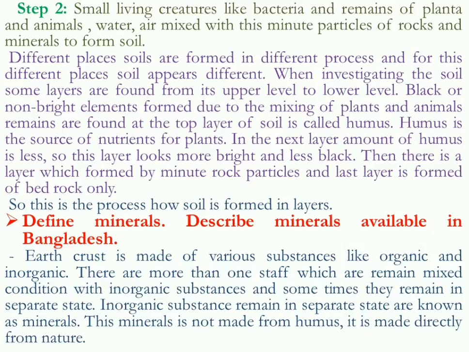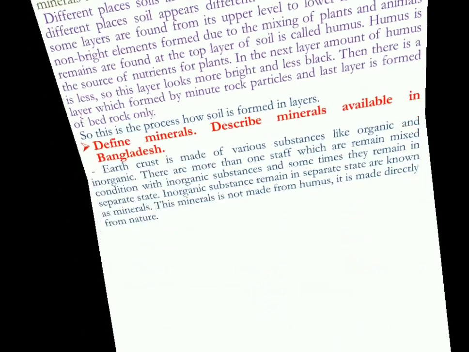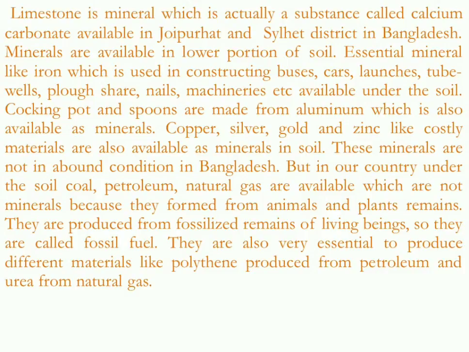Now let us know what minerals are available in the soil. In Bangladesh, a mineral called limestone is found in Joypurhat and Sylhet district, whose chemical name is calcium carbonate. This is a raw material for producing cement. This is found under the soil as minerals. Minerals are available in the lower portion of soil.